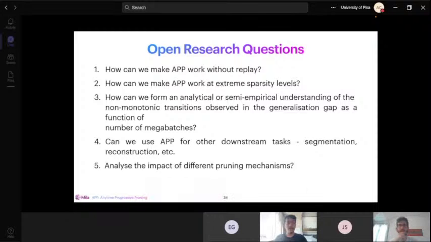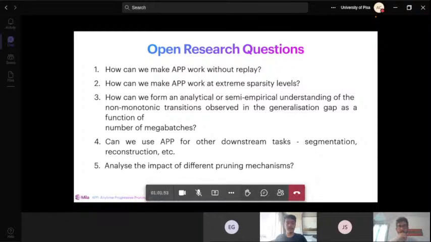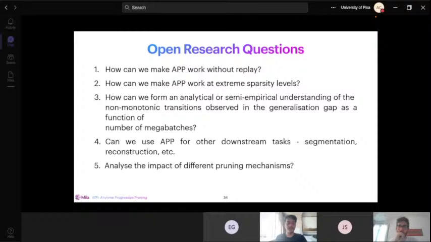The next one is how can we form an analytical or maybe a semi-empirical understanding of the non-monotonic transition that we observed in the generalization gap as a function of number of megabatches. As we saw in the trend, when we keep increasing the megabatches, it forms a phase-transition-like plot. It would be interesting if we can develop some concrete foundational theory or analytical understanding of why that happens. Even though we have some intuitive reasoning, it would be very important to actually ground that reasoning for future work.